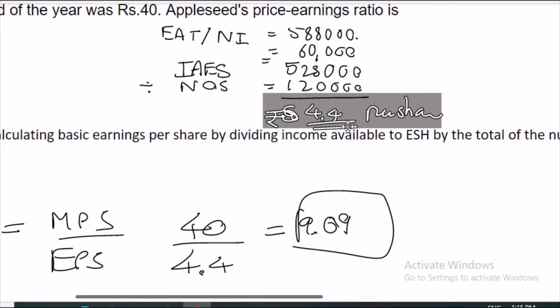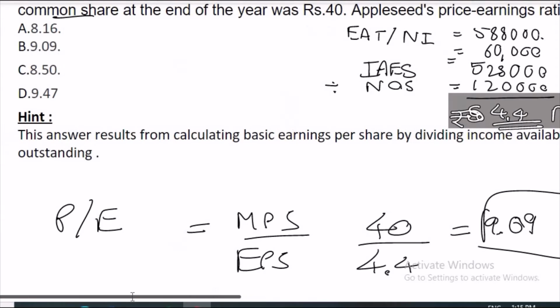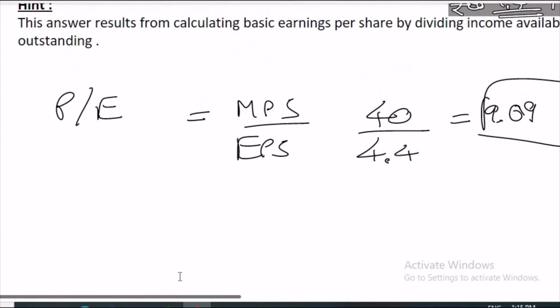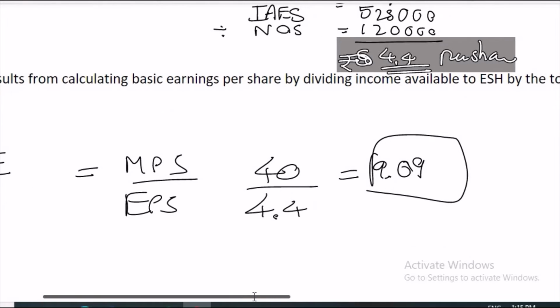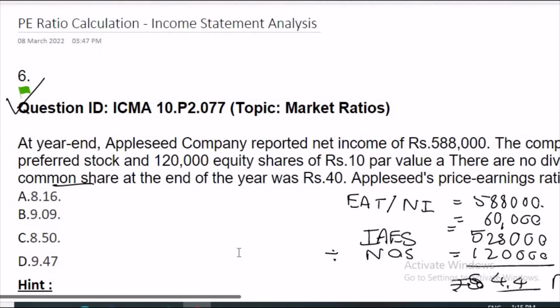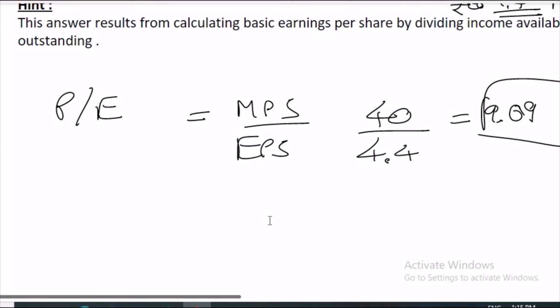That EPS comes to 4.4 rupees per share. So we will know the P/E ratio, that is MPS upon EPS, that is 40 divided by 4.4, that is 9.09. That would be the correct answer, which is B.